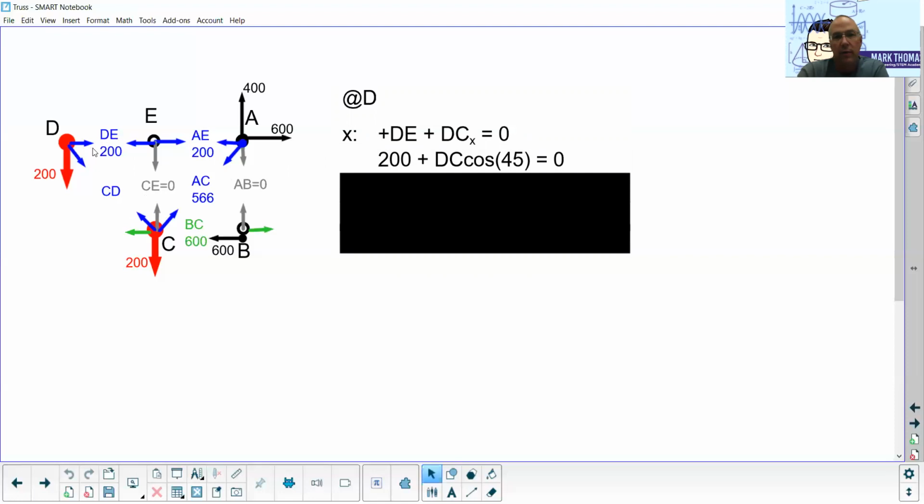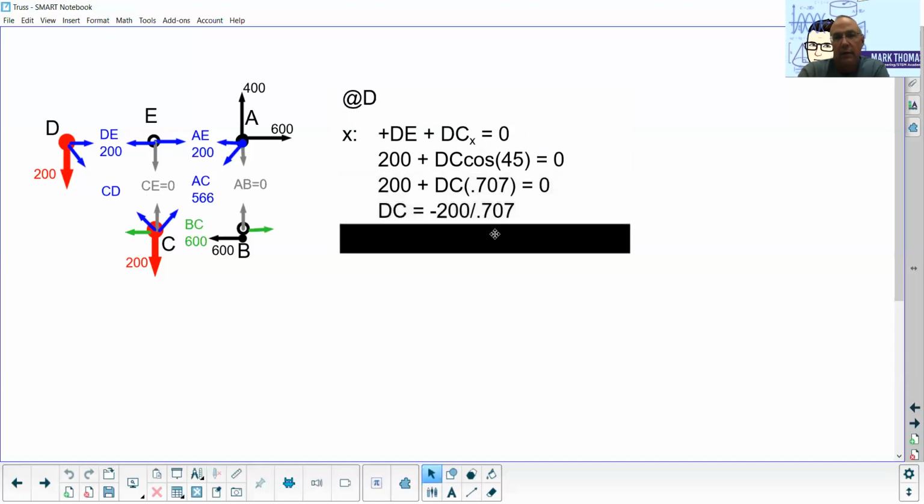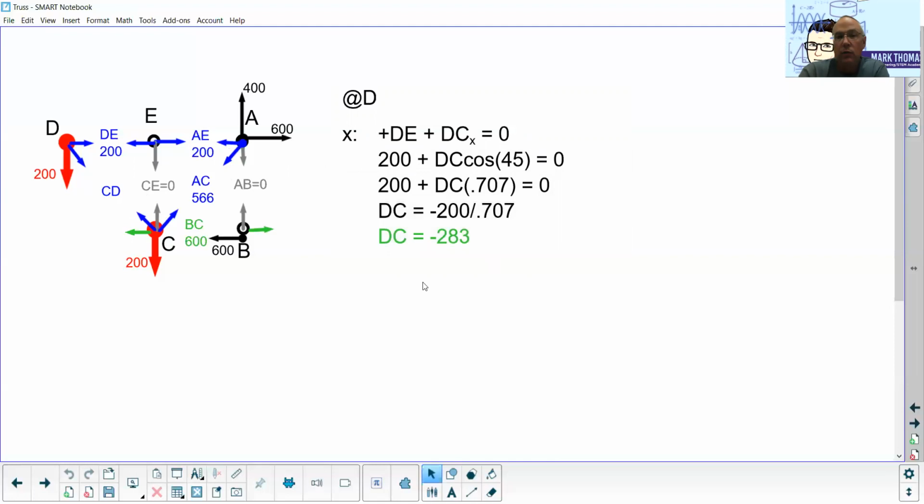Again, this is an isosceles right triangle. So my angle here is 45 degrees. And so whenever we solve this, we get the 0.707. DC ends up being negative 283. Again, it comes out to be negative. So this one is actually in compression. So I'm going to redraw my arrows both at D and at C, going the other way, and change that to be 283 in compression. So both CD and BC are being compressed.